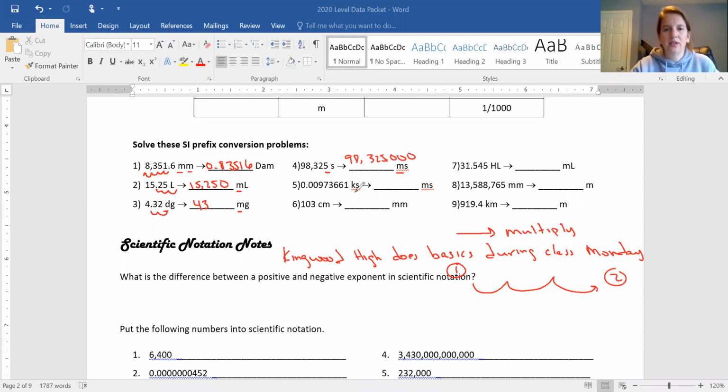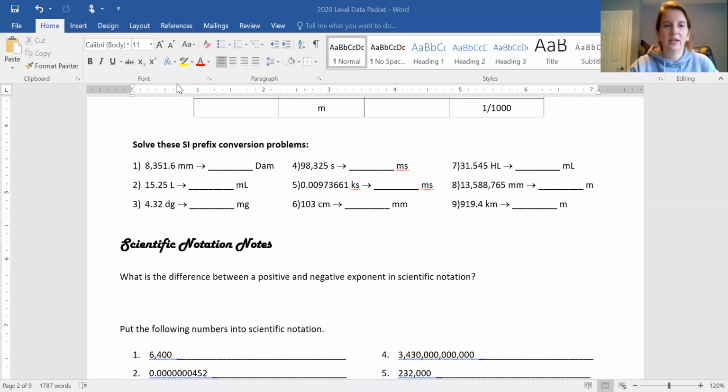So what I want you to do is finish out these other 5 numbers, 5 through 9, and check your answers against the answer key in Schoology to make sure you know what you're doing as far as metric prefixes go. And let us know if you have any questions.